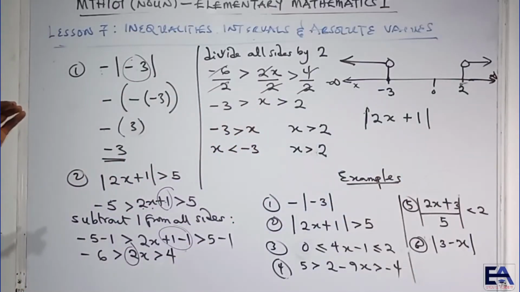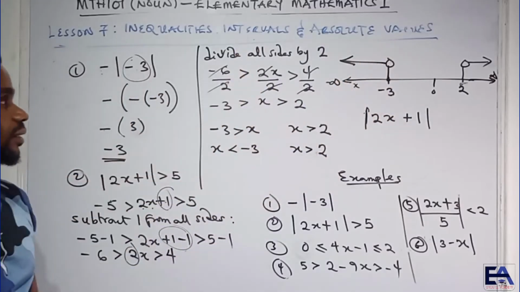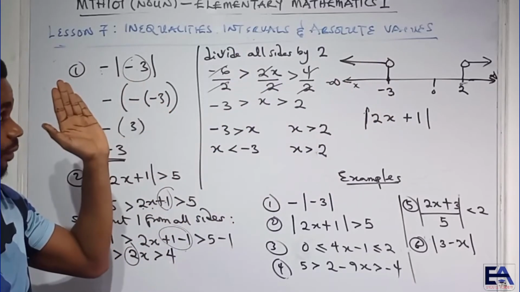All right. Now, let's take any value of x that is less than -3. Let's say -4.